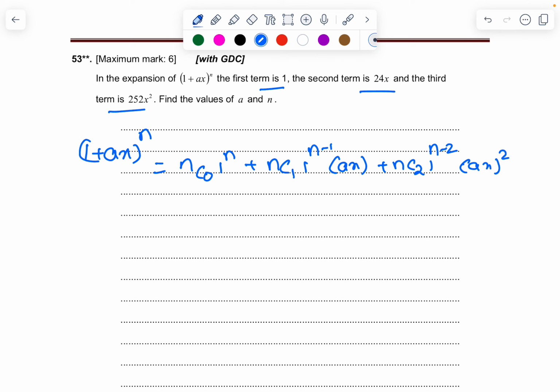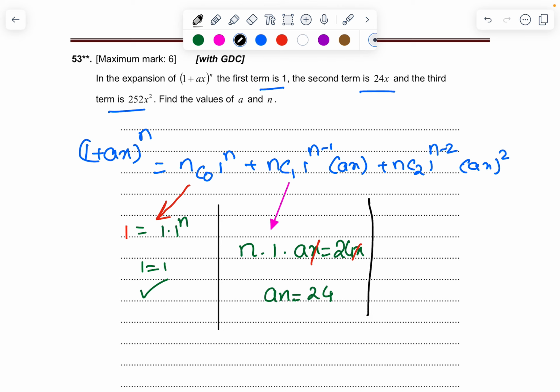Now it is being told that the first term is 1. So we can see that nc0 is 1, 1 power n is 1. So 1 equals 1, it satisfies. Now the second term. The second term is 24x. So nc1 is n, times ax equals 24x. So an equals 24 because x and x get cancelled. So that is the first term and the second term.